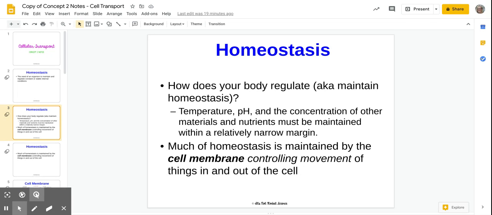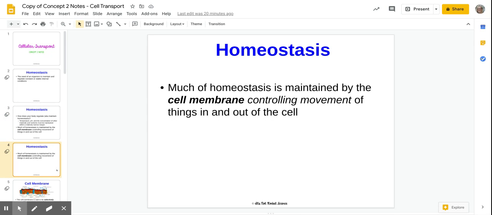I mentioned temperature, but we also have pH. We have buffers that we've talked about in our body that keep our pH levels where they need to be. Blood has a very narrow pH range that is slightly basic, and it has to stay within that range for enzymes to work properly. Concentration of different materials has to be the same, and so forth. And the cell membrane is what we're going to look at first, what is going to be controlling this, especially things that come in and out.